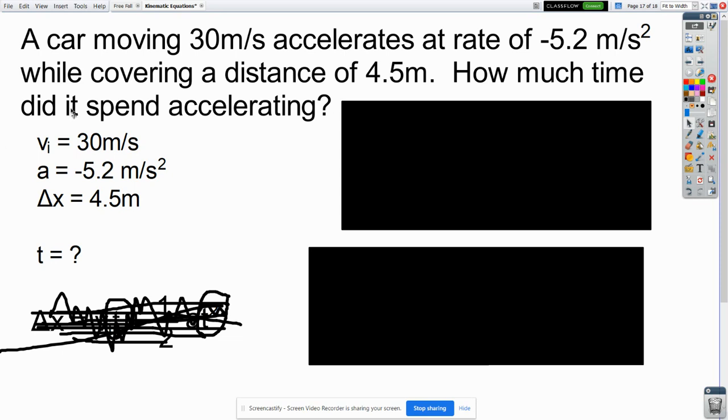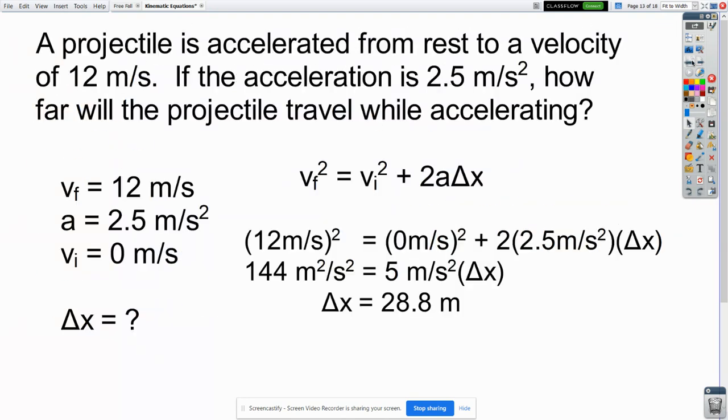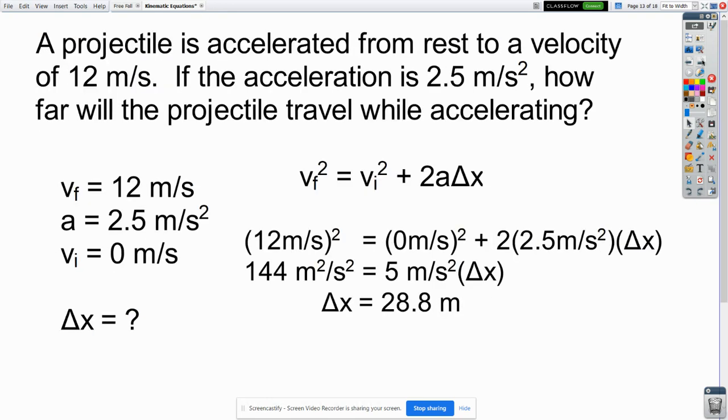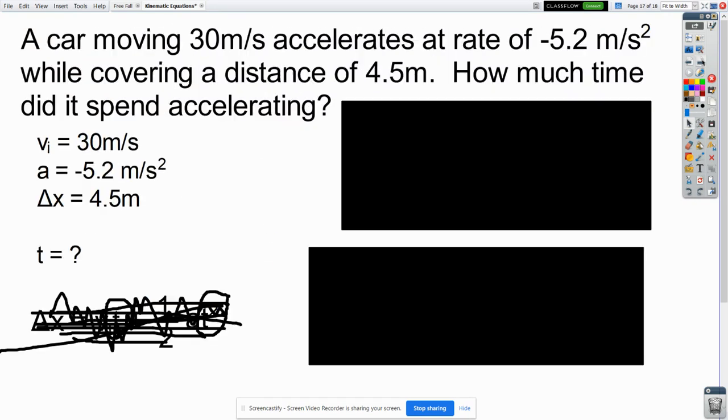Well, I have enough information here with the VI, the A, and the delta x. I have enough information there to find a final velocity. And once I find the final velocity, I actually have two equations I can use to find t. I can use either one of those to figure out what the time is. So my suggestion: never use delta x equals VIT plus 1/2 AT squared to find the time.